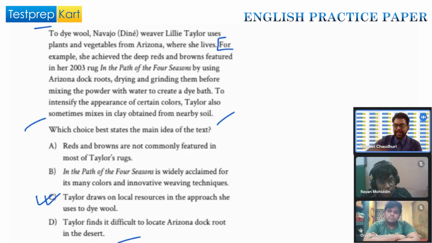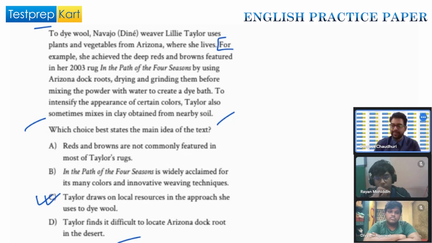Isn't the part after that an example of the main idea? So that cannot be the main idea. Anything after the part, for example, is evidence to the main idea, not the main idea in itself. So if an option mentions anything in that part, it will be supporting evidence of the main idea, not the main idea in itself.